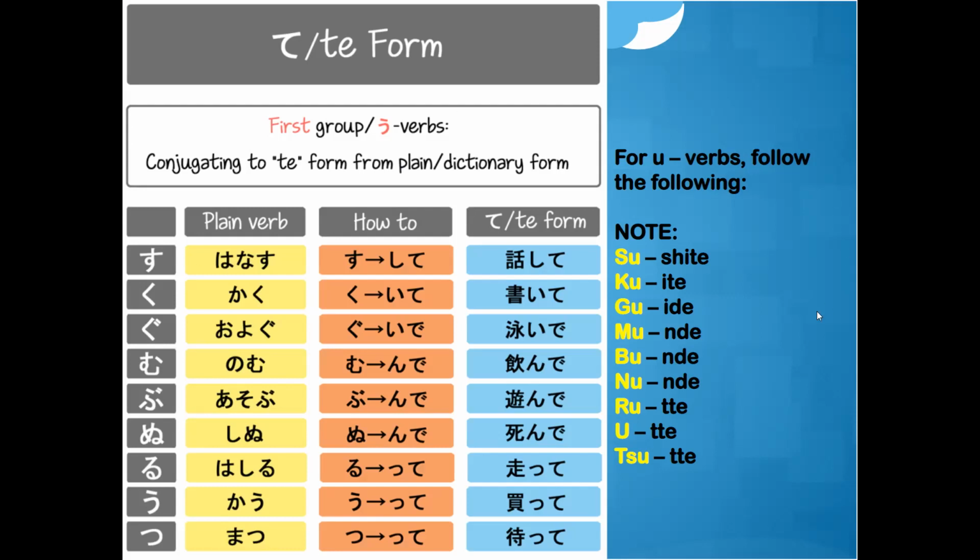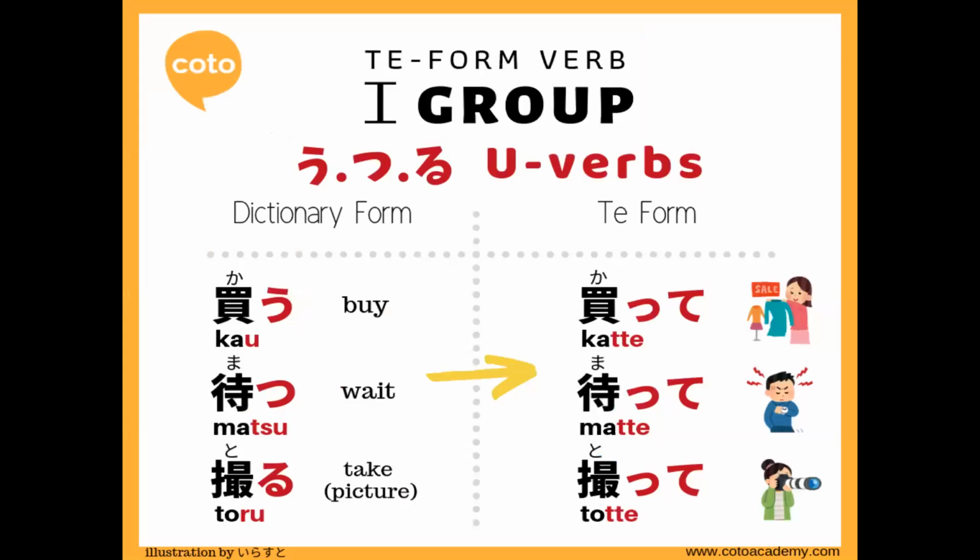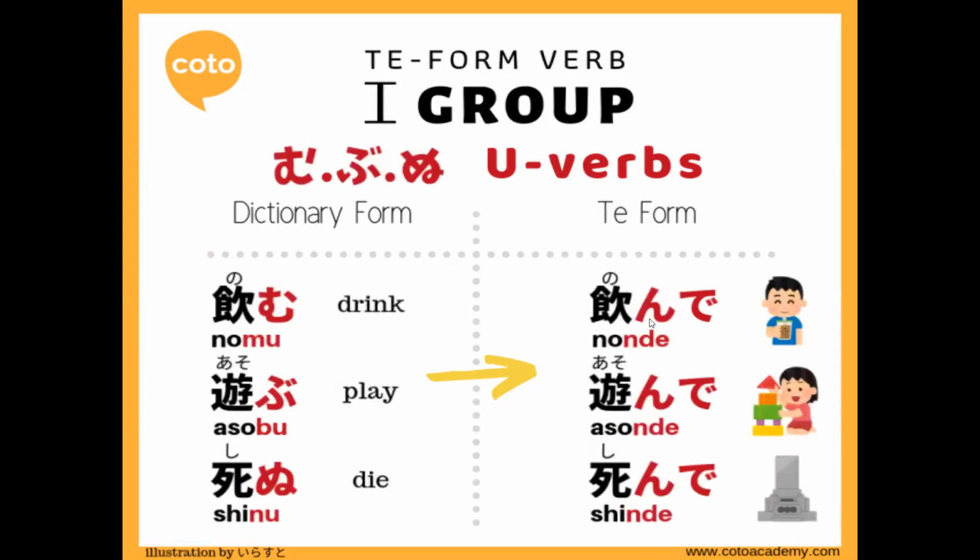That's the rule for the first group, or group one, the u-verbs. Like here, buy, kau, becomes katte, matsu becomes matte. And take a picture, shashin o totte, so totte here. You notice since they have the te form, double t, that's represented with the small t or chiisai tsu. And we also have nomu becomes nonde, asobu becomes asonde, replace bu with nde, and shinu replace nu with nde.